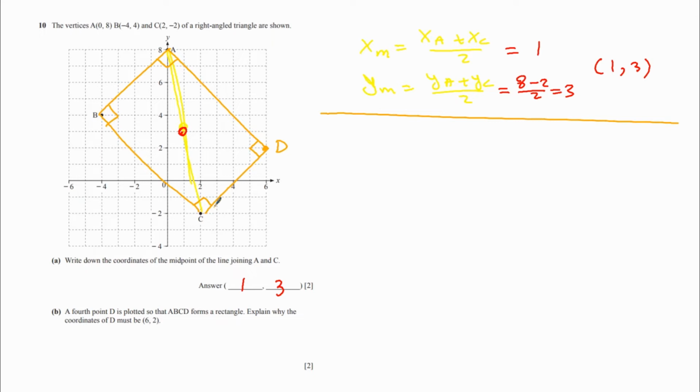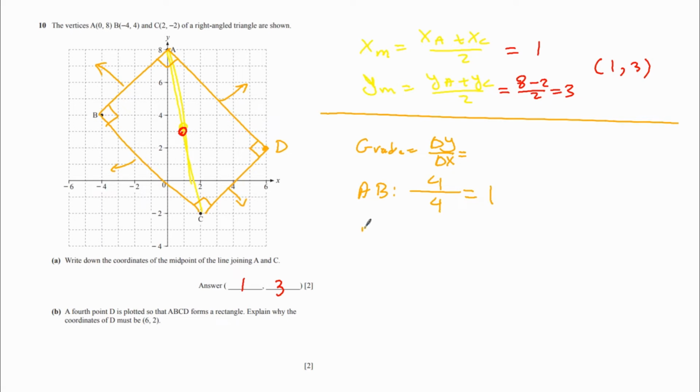To prove that, we need to find the gradient of this line, the gradient of that, and the gradient of that. And then we would show that the product of the gradients of two lines becomes minus 1. We know that if two gradients multiply to minus 1, those two lines are perpendicular, or 90 degrees. And we also know that the gradient of a line is delta y over delta x, or change in y over change in x. So for AB, the change in y is 8 minus 4, which is 4, and the change in x is 0 minus minus 4, which is 4, so this would be 1.